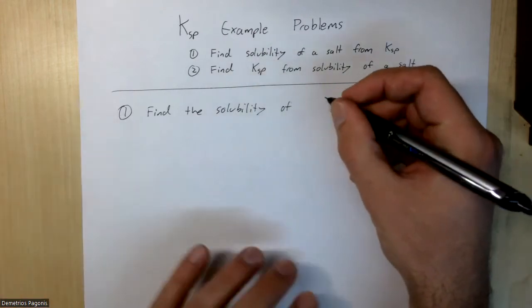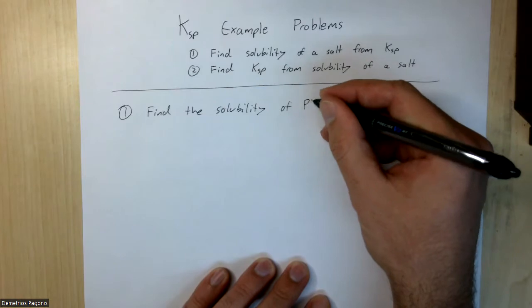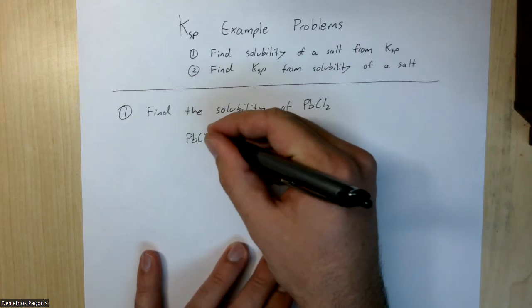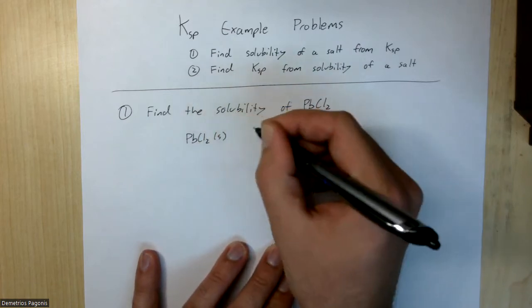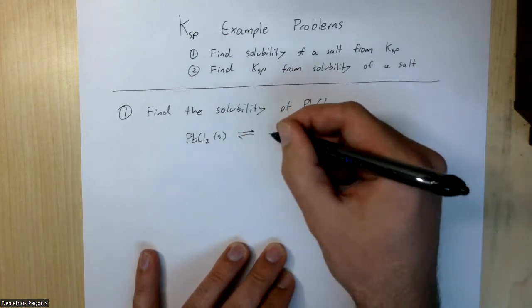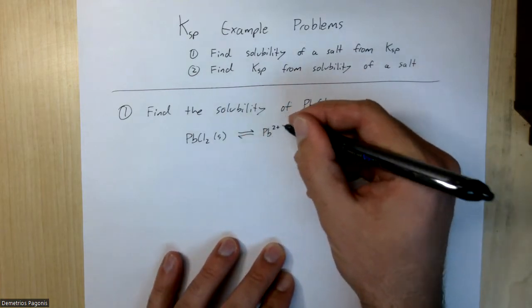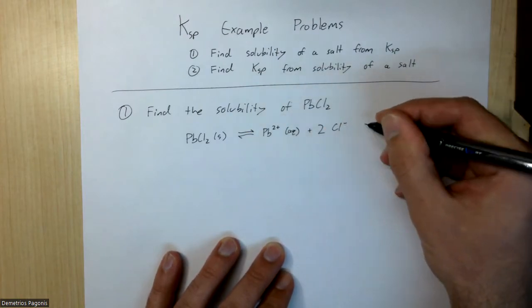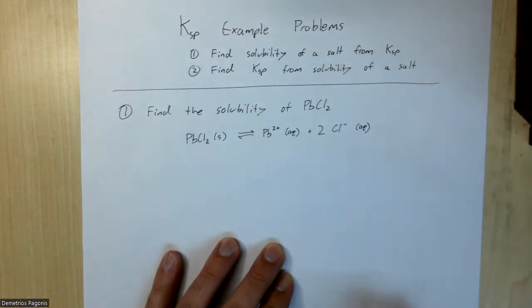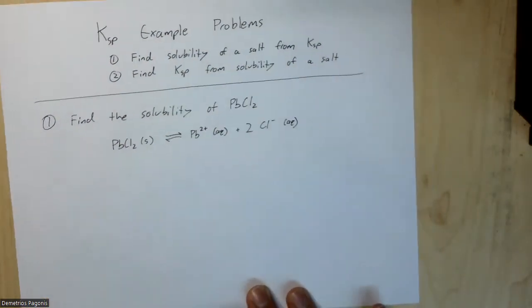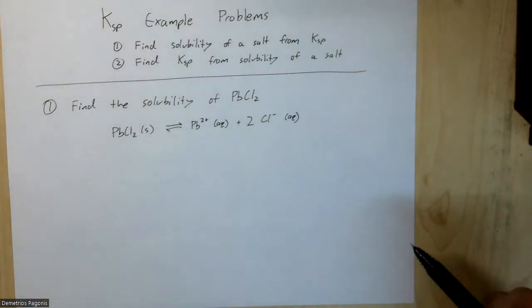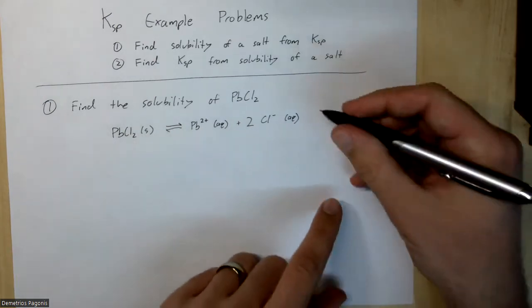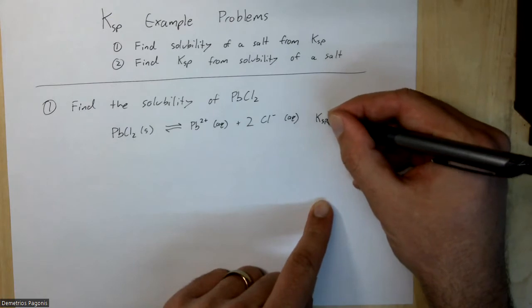So lead chloride is a slightly soluble salt, PbCl2. And if you were to put solid lead chloride into pure water, you would get some formation of the lead 2+ ion and 2 chloride anions. And so the equilibrium constant for this reaction, this is a special case of a solid salt dissolving into water. It's called a Ksp value.